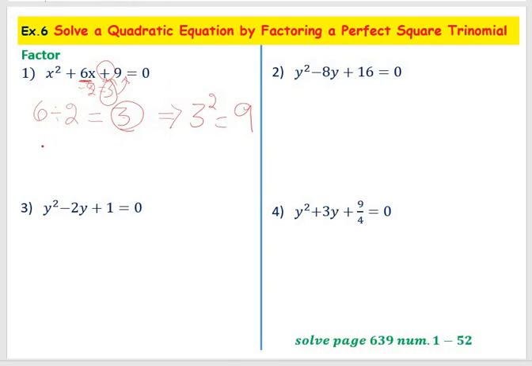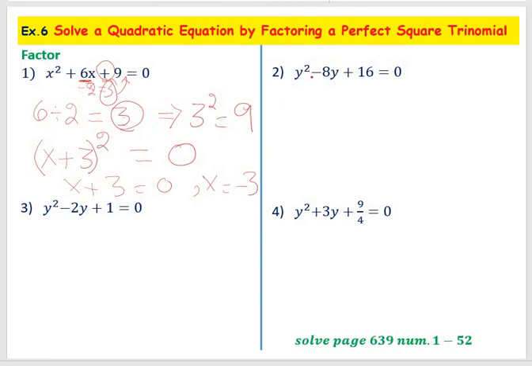Then what am I going to do? What am I going to write here? I'm going to take the square root of the first term, which is x. I'll put the sign in the middle, which is positive. I'm going to take the square root of the last term, which is 3. And then I'm going to put squared here, is equal to 0. Then x plus 3 is equal to 0 when I take the square root of both sides. Then x is equal to negative 3.